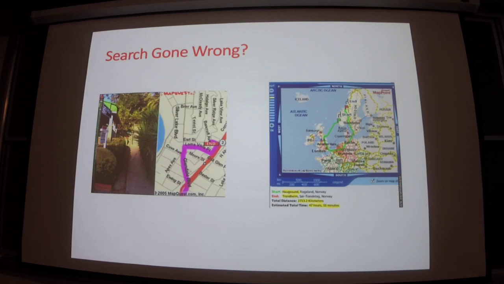How about this? You're trying to go from one point in Norway to another point in Norway, and you found yourself going through London. Probably not reasonable, right? I'm not sure what it was doing, but it wasn't doing it well.